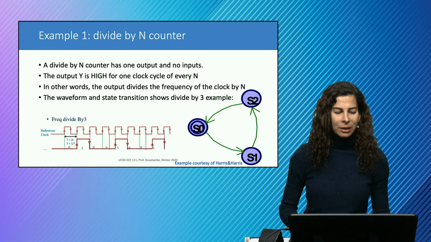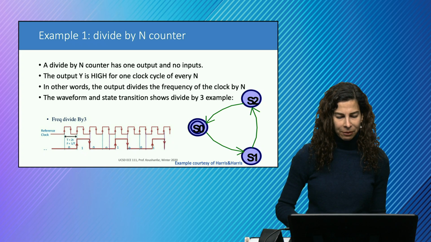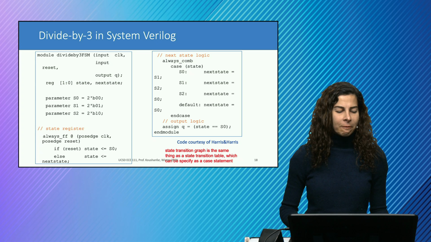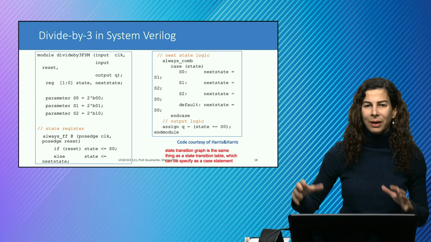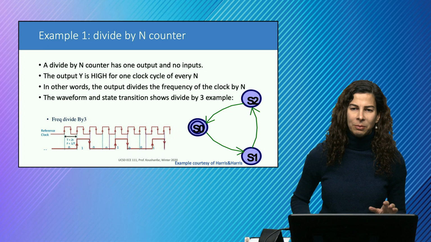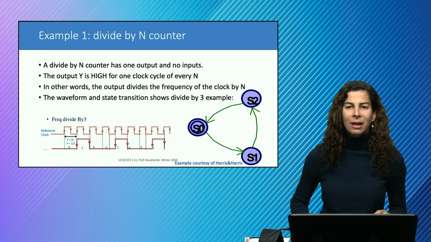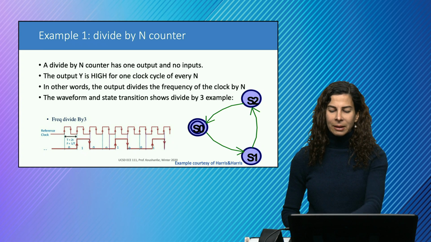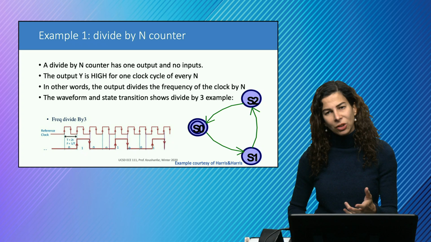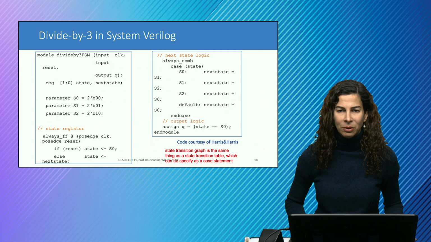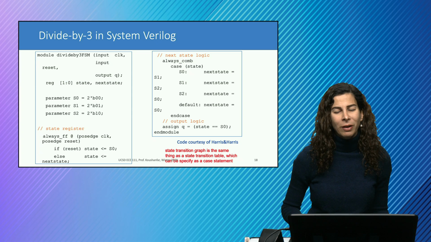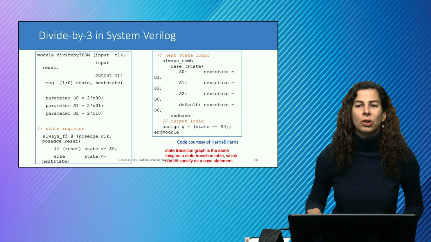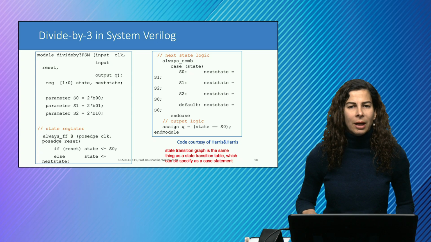Here I'm showing a waveform of the divide by 3 example. In SystemVerilog, we are going to keep the finite state machine we had on the previous page, with 3 states, in a parametric format. So let's define parameters S0, S1, S2. We could give them initial values, but those initial values typically don't mean much to the synthesis tool.